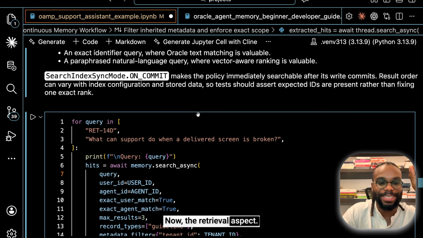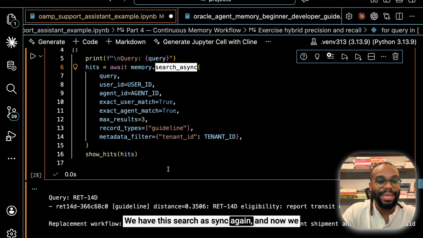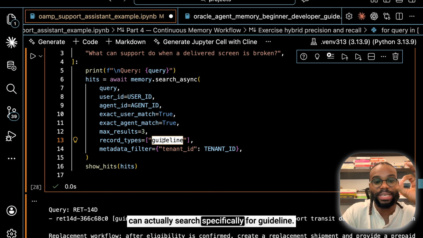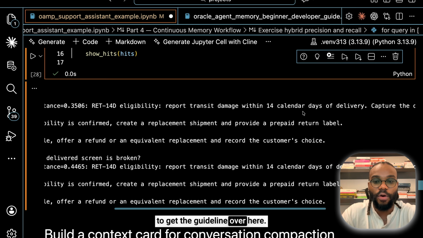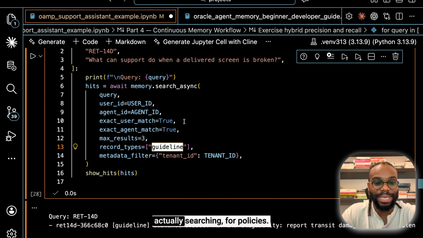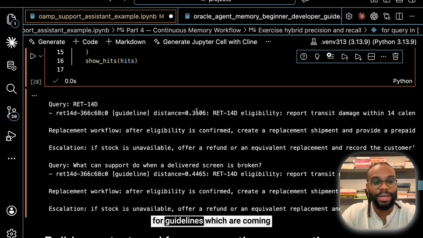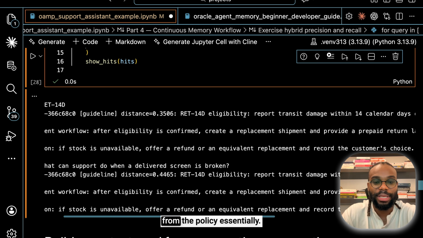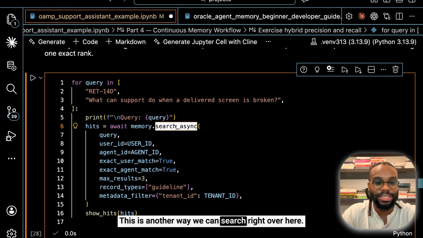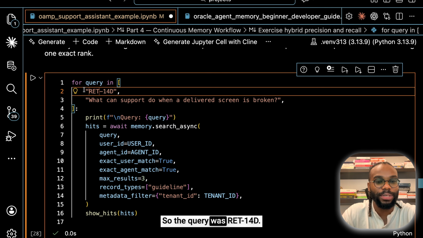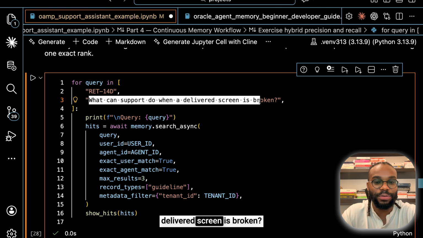Now, the retrieval aspect. There are different ways to search. We have this search async again, and now we can actually search specifically for guidelines. And you can see we are able to get the guideline over here. Remember, we're actually searching for policies. This is searching specifically for guidelines, which come from the policy, essentially. This is another way we can search right over here. So the query was RET14D. What can support do when a delivered screen is broken?